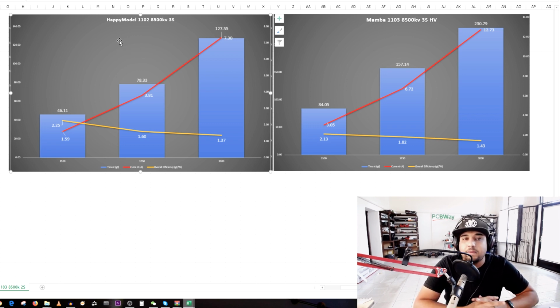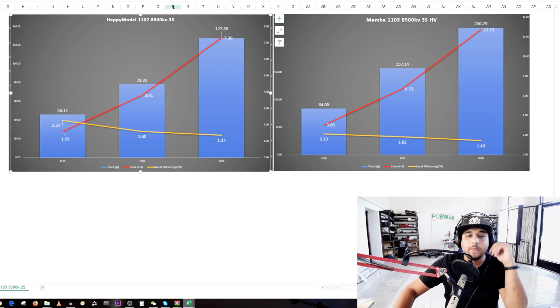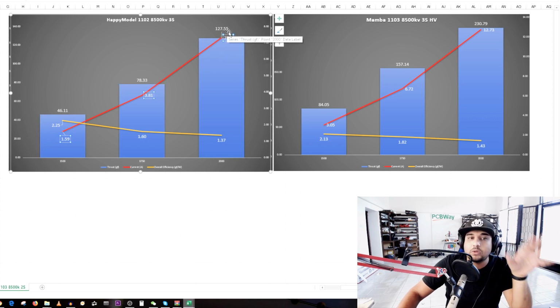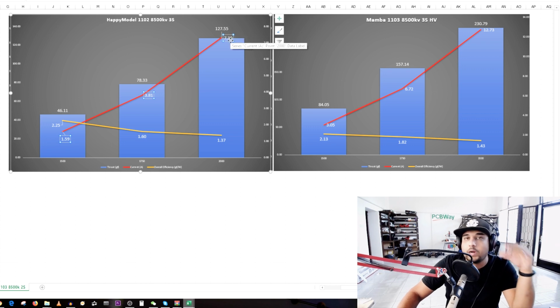But now I really wanted to compare the overall efficiency, because this is where you actually see if it's really as efficient or something else would be a bit more efficient here. And obviously this is a smaller motor, so it's 1 millimeter smaller, so it's 1102 compared to the Mamba's 1103 here. And what we see, full throttle here, we're getting around 7 amps at 127 grams. That's totally fine, and again, because these weigh around 44 grams to 50 something grams, so it's not going to be underpowered. That's one thing for sure here.